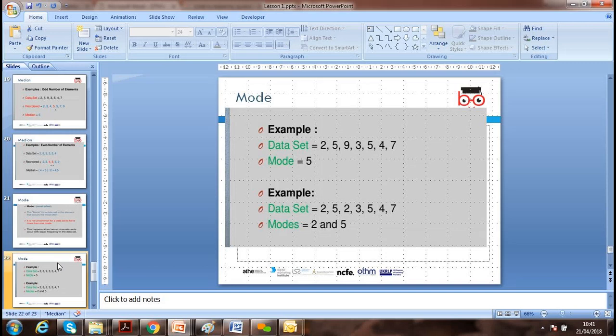Next we have mode. The first is a unimodal, the other is a bimodal, because two values are coming: 2 and 5 occur the most times. Any questions?